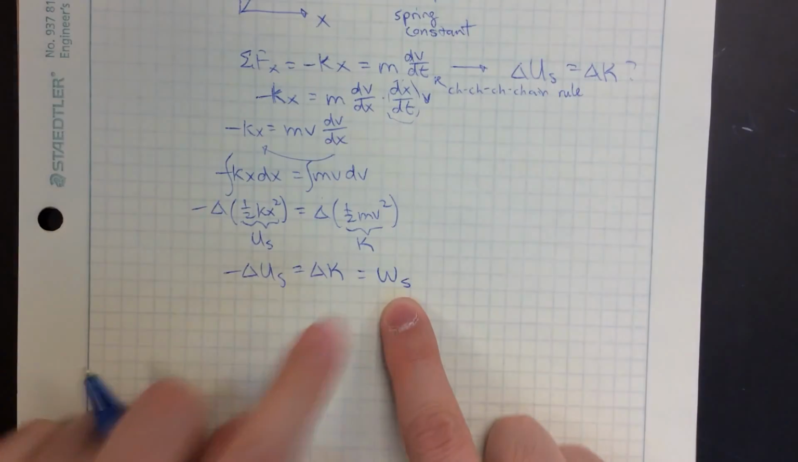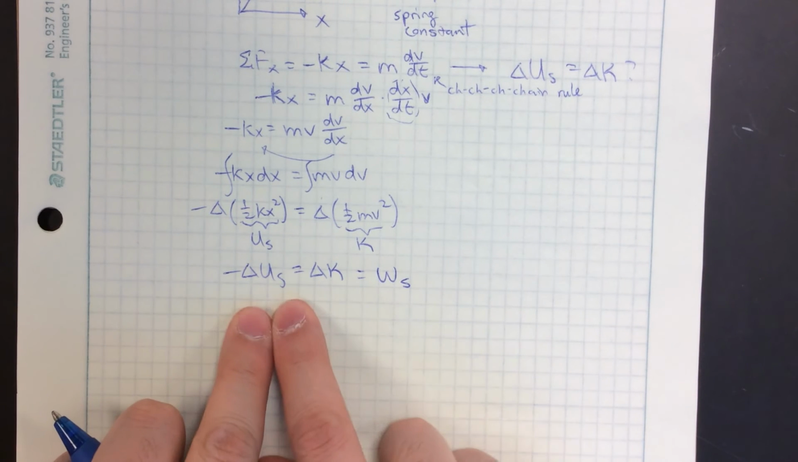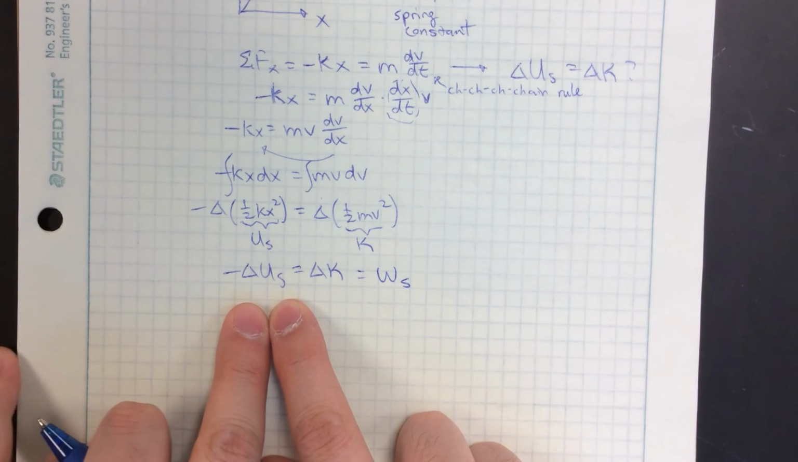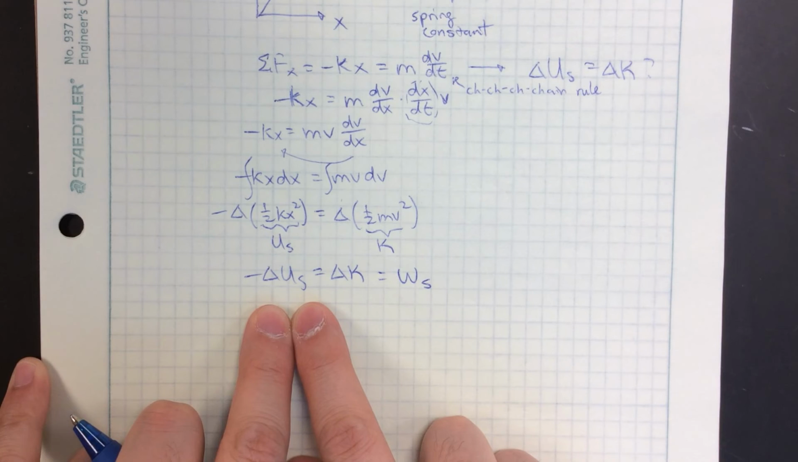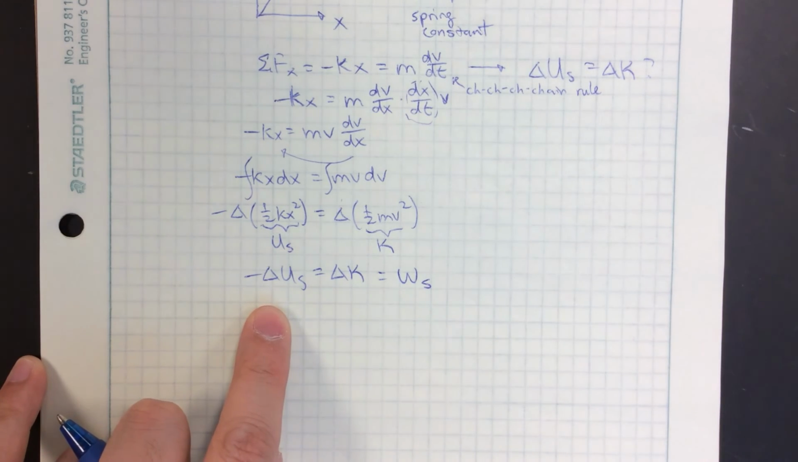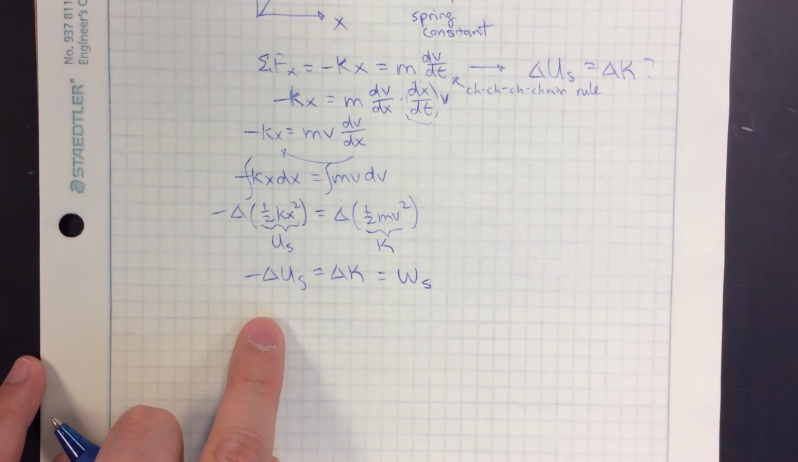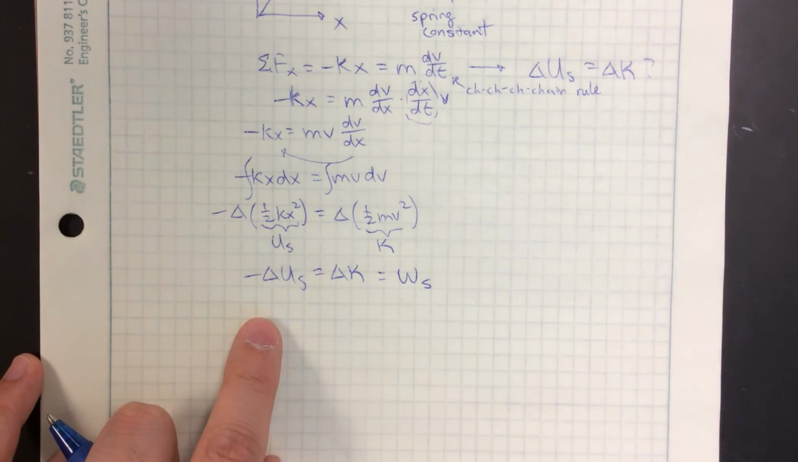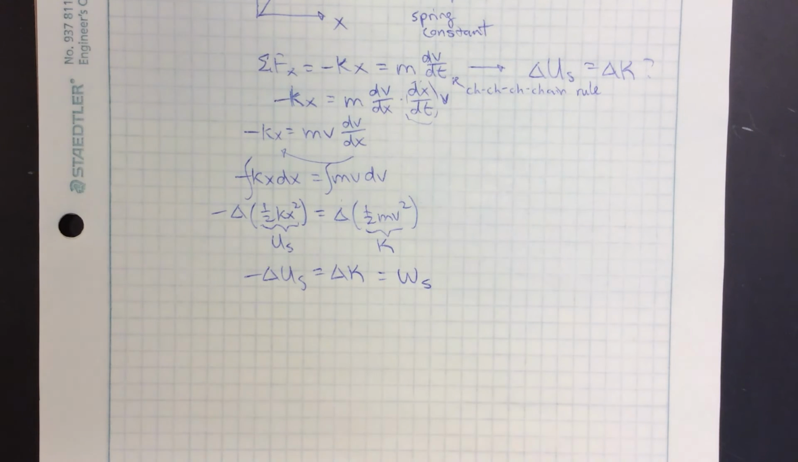So the work done by the spring will always be correlated with a negative potential energy. As the spring does work on your object, it's losing potential energy. As the spring does negative work on your object, you're gaining potential energy. Okay?